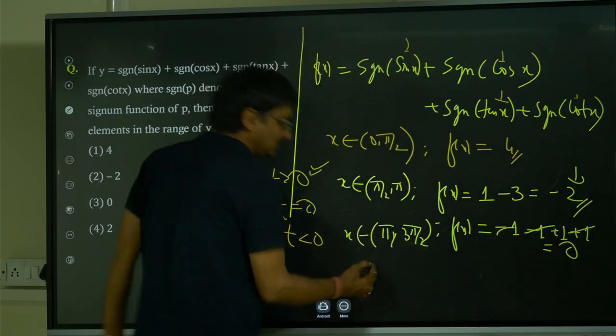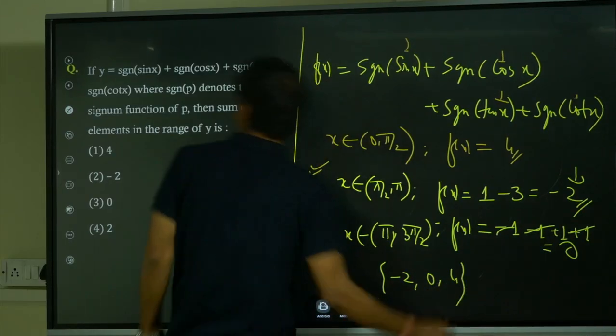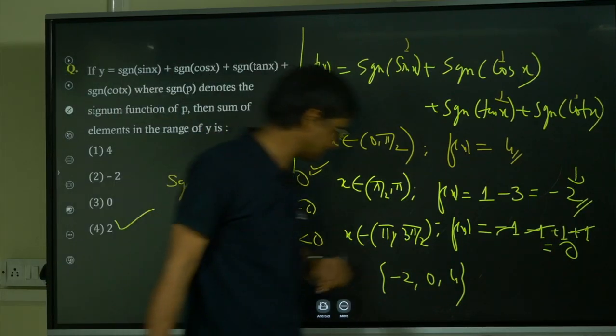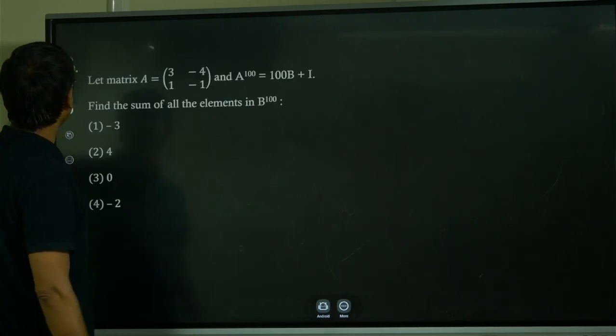So the range contains just 3 elements: minus 2, 0, 4. The sum of the elements in the range is nothing but 2 here, bachon. Am I correct? Yeah, it's 2 here. Fine. So that's it. Now moving to the next one.